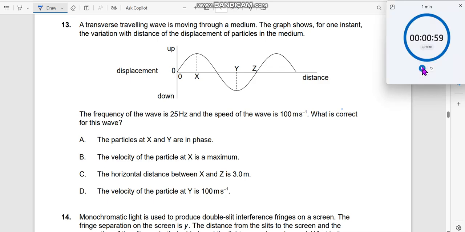Question number 13. A transverse wave is moving through a medium. The graph shows the wave for one instant, as shown over here. X, Y, Z are 3 points. The frequency of the wave is 25 hertz and the velocity is given.